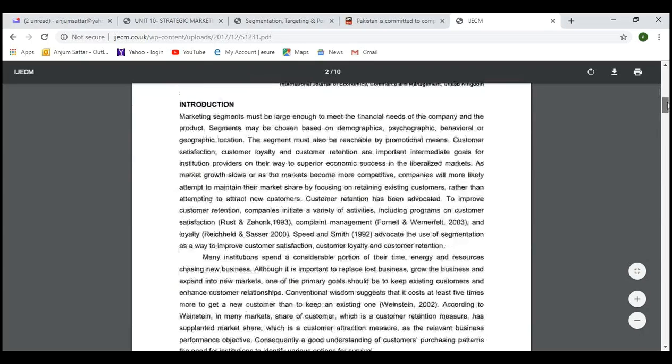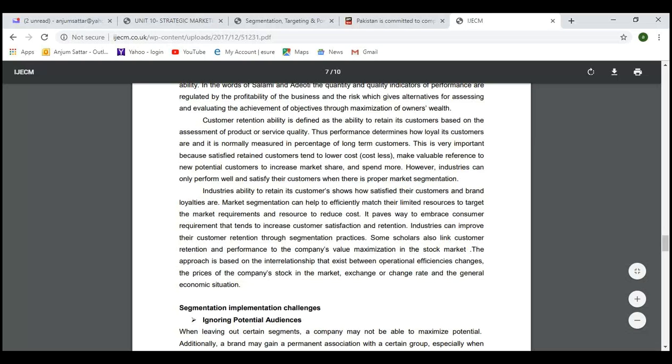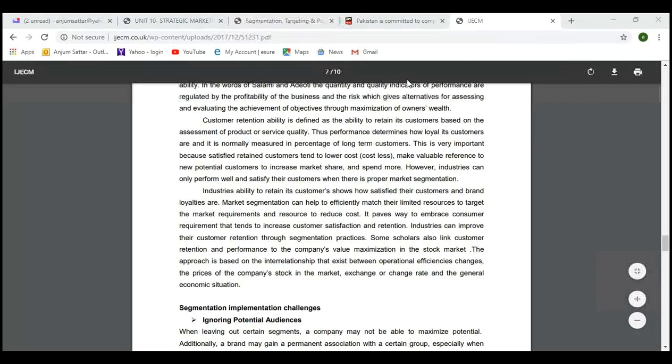If you carry on approaching new customers, it is always more costly. So it's quite a good discussion. Please, everyone, make sure you read it.